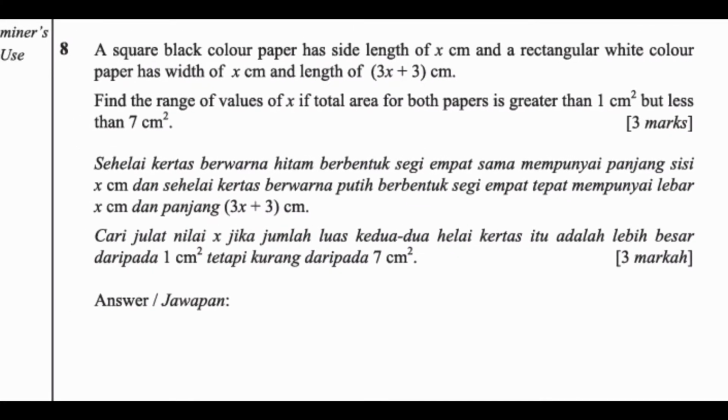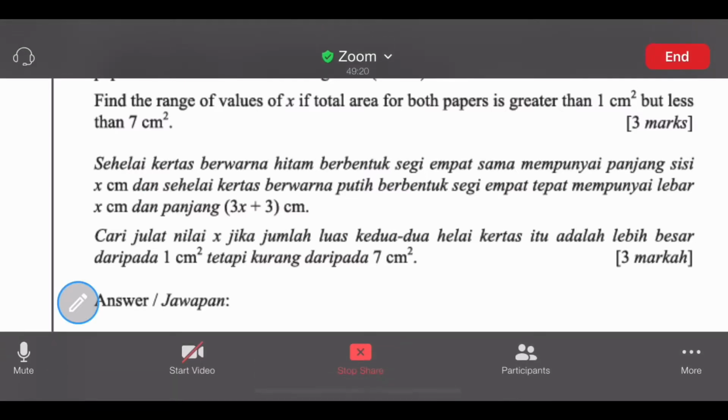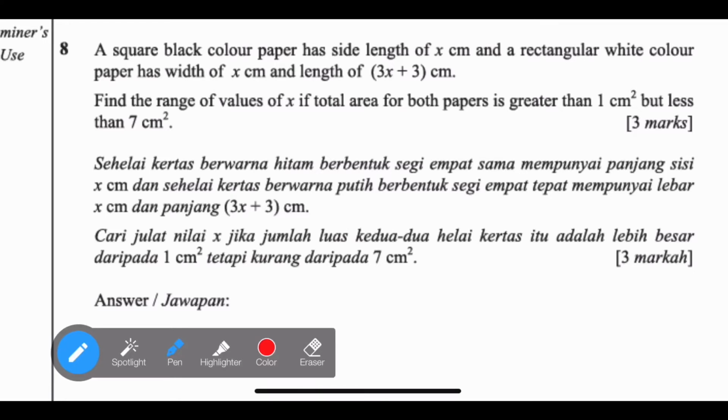Let's see this question. A square black color paper has side length of x centimeter and a rectangular white color paper has width of x centimeter and length of 3x plus 3 centimeter. Find the range of values of x if the total area for both papers is greater than 1 centimeter square but less than 7 centimeter square.